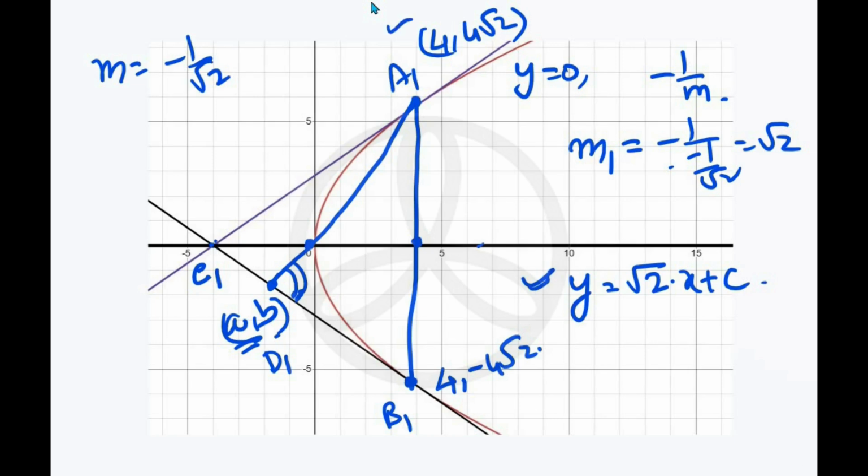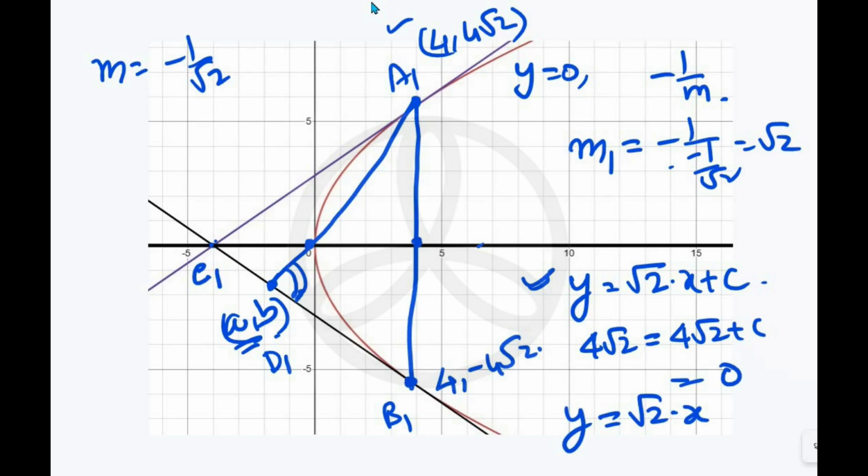This line is passing through (4, 4√2), so we can simply substitute it here to get c is actually 0. So this particular line has no intercept. It is passing through the origin of the graph, (0, 0), and there is no need to solve it further. If we put y is equal to 0, x will be 0, which means these two lines are intersecting each other at the origin, and we get the orthocenter as (0, 0).